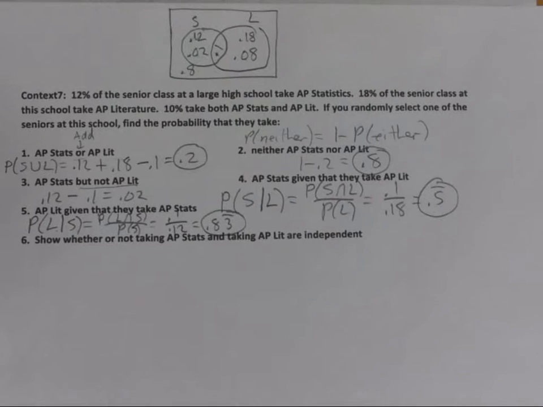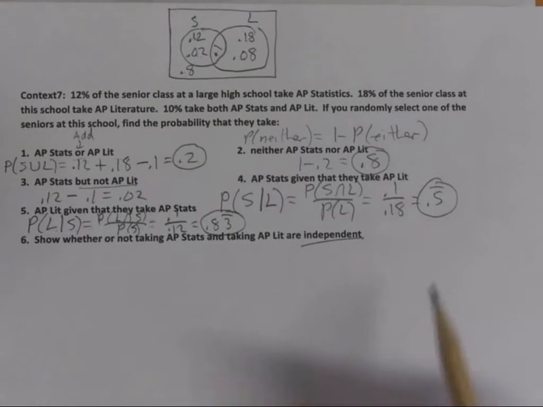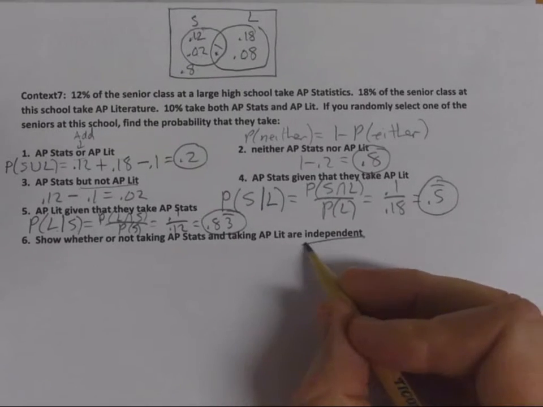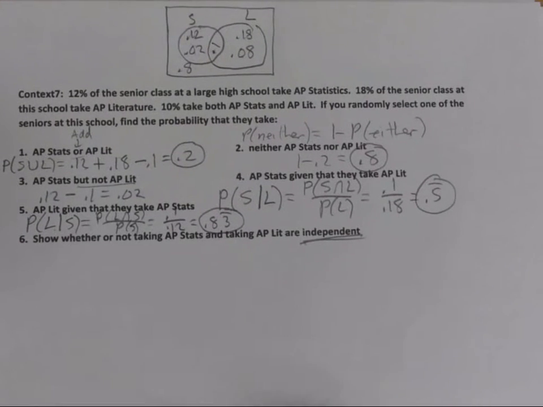And then lastly, state whether or not they're independent. Now, independent means this: they don't have anything to do with each other. In other words, the occurrence of one is in no way associated with a change in the probability of the other one. If I told you someone took stats, you have no clue whether or not they take literature. It has no influence on it. There's a couple of different ways that you could show independence, and you have to memorize these formulas, by the way.